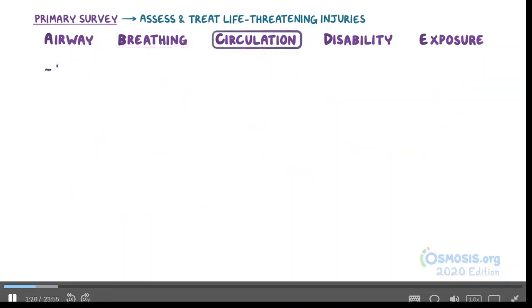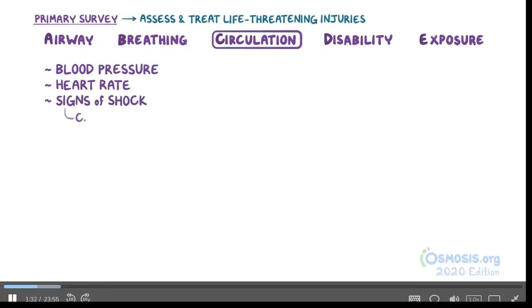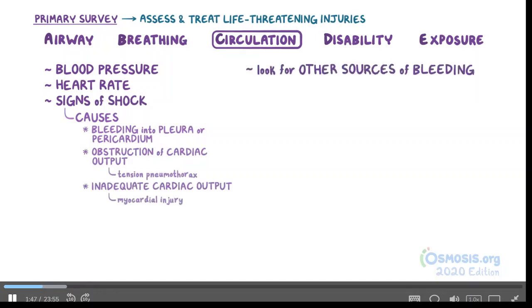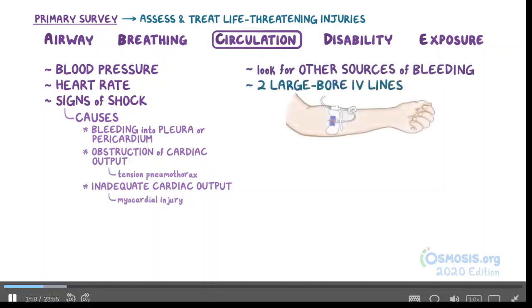In circulation, check the blood pressure and heart rate. If there are signs of shock, it could be due to a number of causes like bleeding into the pleura or pericardium, obstruction of cardiac output in the setting of a tension pneumothorax, or inadequate cardiac output in the setting of myocardial injury. Also, as part of circulation, it's important to look for other sources of bleeding, to insert 2 large-bore intravenous lines, and to prepare for the need for blood products.